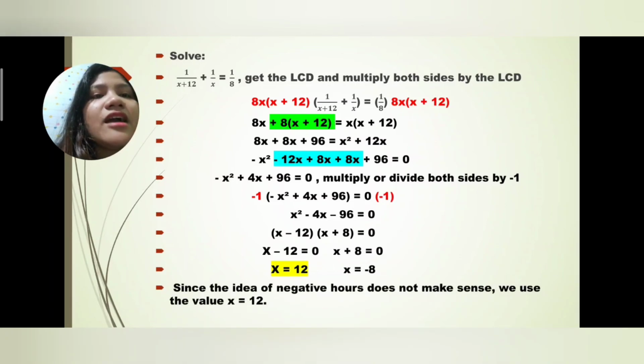Since the idea of negative hours does not make sense, we use the value of x is equal to 12. Kasi 'di ba wala namang oras na negative. So hindi pwede itong negative 8. Itong negative 8 hindi siya pwede. So ang gagamitin lang natin is itong x is equal to 12. So meron na tayong value ng x which is 12.